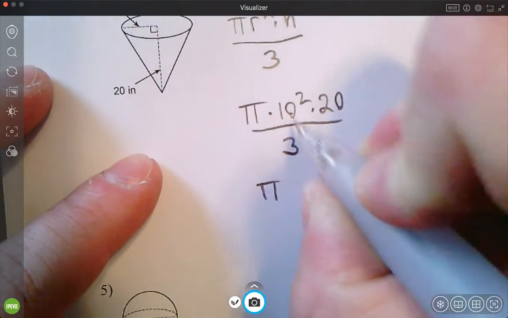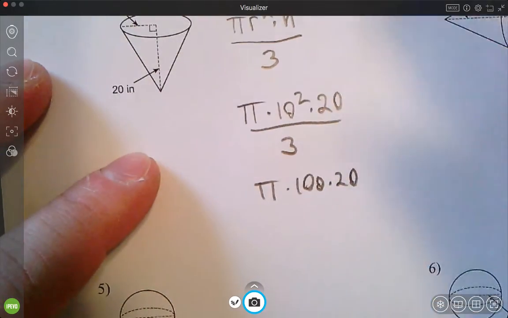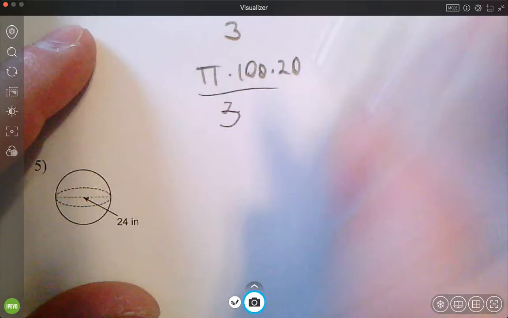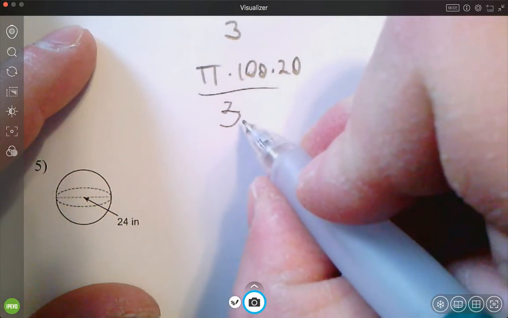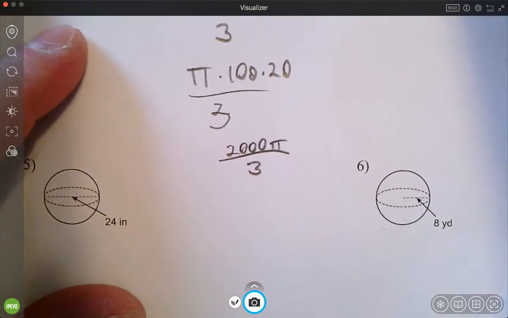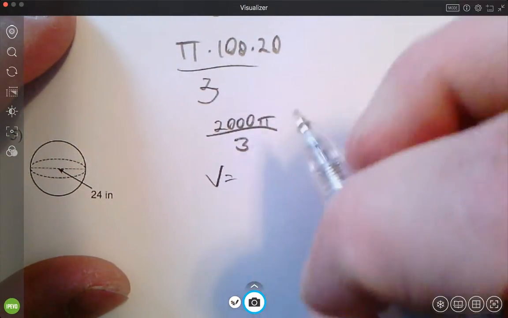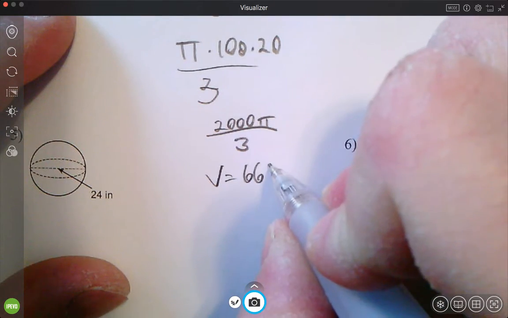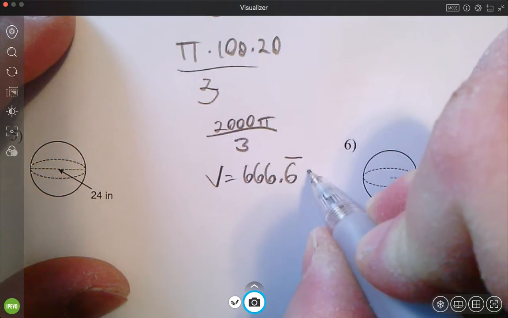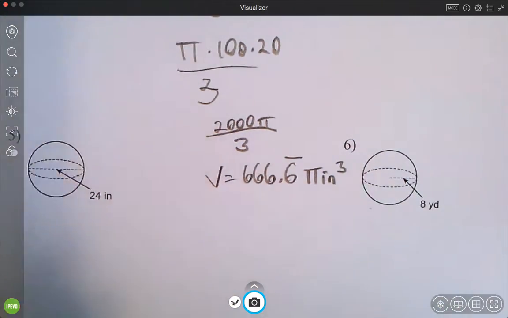So we're left with 10 squared, which is not 20, but 100, times 20, divided by 3. 100 times 20, of course, is 2,000. So it's 2,000 pi divided by 3, and 2,000 divided by 3 comes out to a decimal, a rational number, 666.6 repeated pi, and I'll put inches cubed for that one.